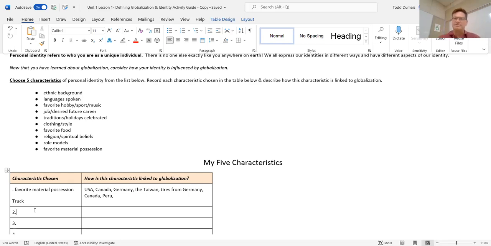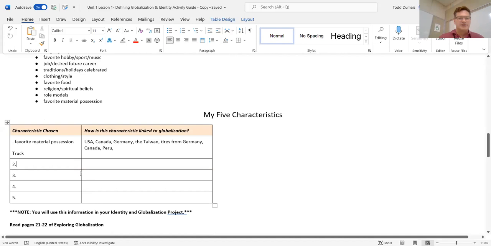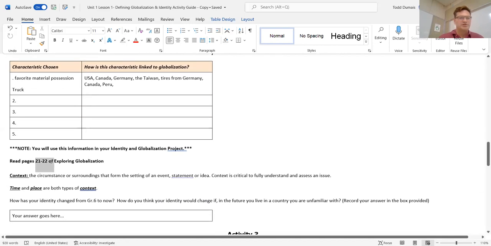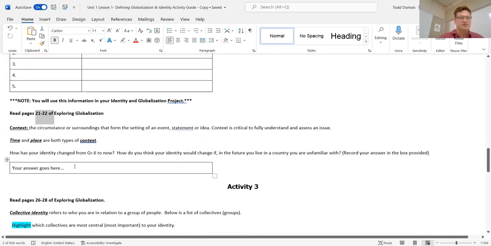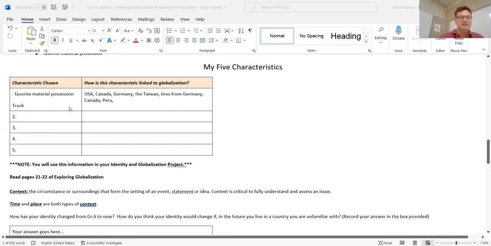Does that make sense? So you're going to choose 5 of these. I've done one, just as an example, to give you a reference point. And then you're going to read pages 21 and 22 of the textbook, and you're going to answer this question. Does that make sense? Yeah. I've sort of done that here. I was actually linked to globalization.